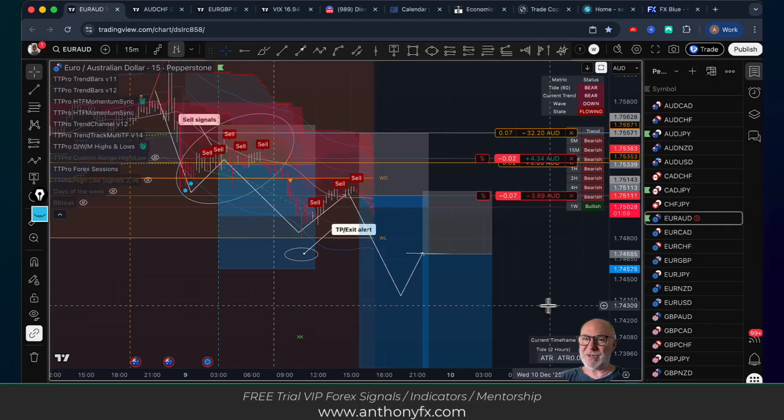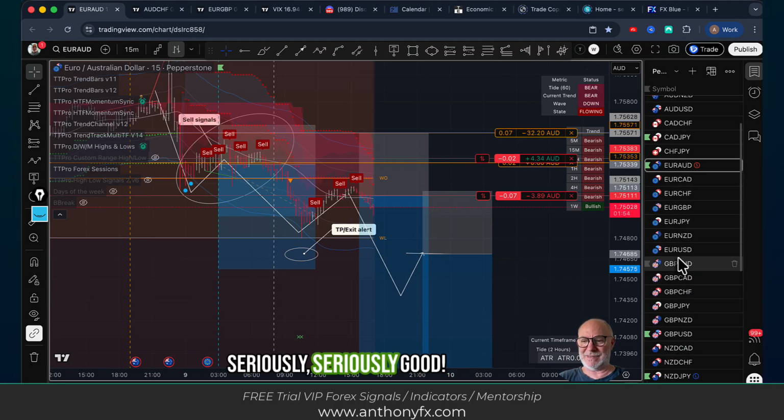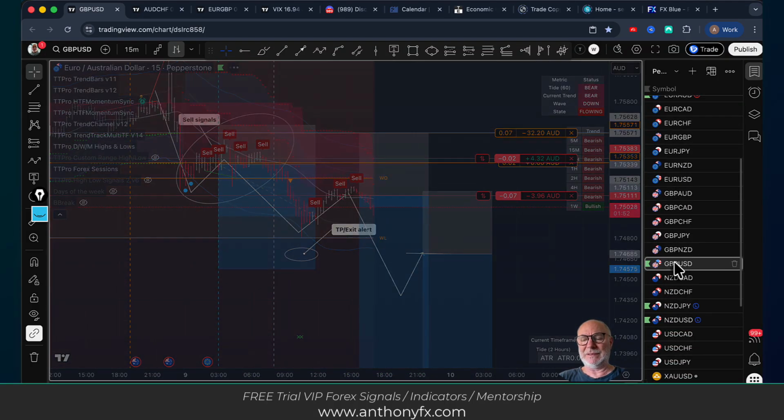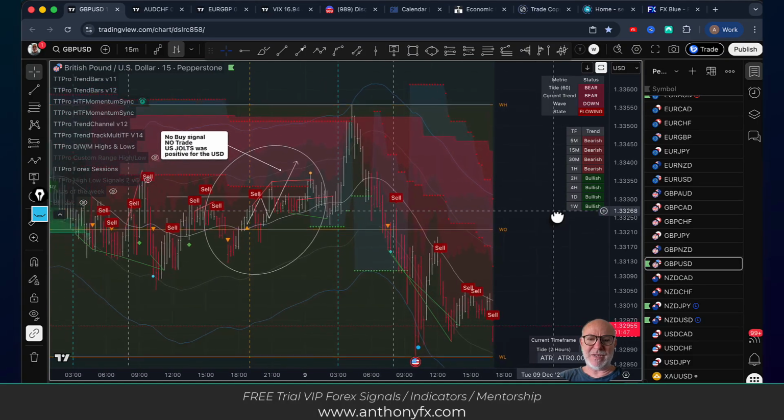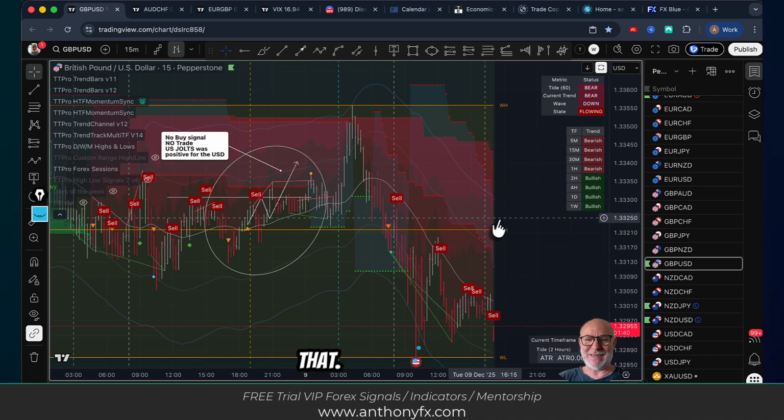So that's the strategy. Don't miss this opportunity. It's seriously good. Pound dollar. We were looking for a buy signal. No buy signal happened. So there's no trade. You just leave it alone. It's as easy as that.